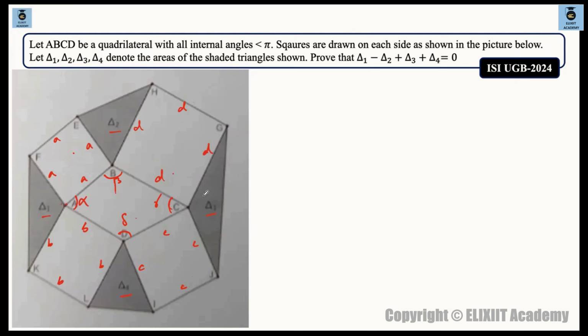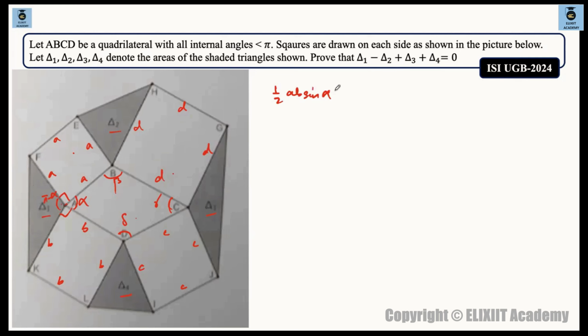अच्छा, next what we have to do, we now focus on this delta 1. Delta 1 is the area of this triangle. So we can simply use the formula half AB sin theta, half AB sin of the angle enclosed between them. Now this is alpha, so we have to focus on this remaining angle. अब ये तो 90 है, ये 90 है, ये भी 90 है, तो definitely this angle is pi minus alpha. So delta 1 is basically half AB sin alpha because sin of pi minus alpha is the same as sin of alpha.